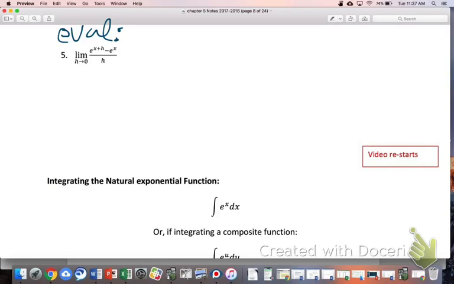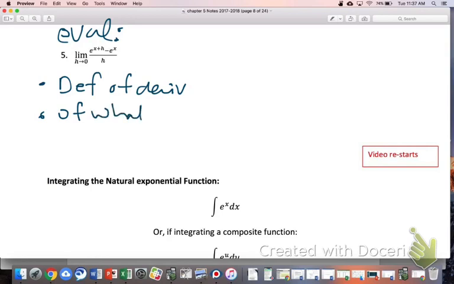Do you have the answer yet? Yes. What do you think the answer is? E to the x. So what's your thought process? What do you think of first when you see that? It's the derivative, right? This is the definition of the derivative. So we've identified that. Then the next question would be, okay, cool, it's a derivative. Then you got to ask yourself, it's a derivative of what?